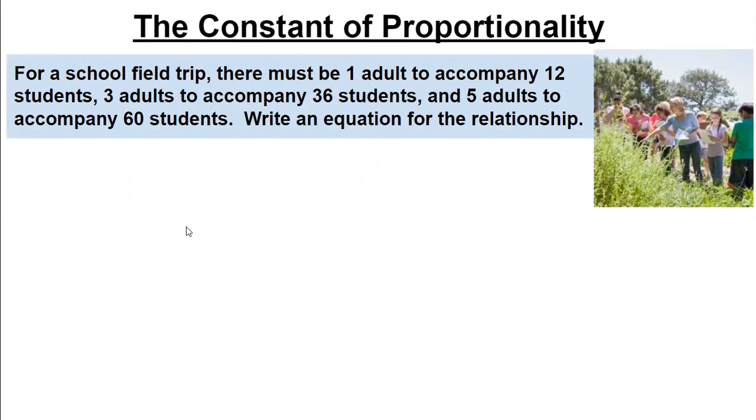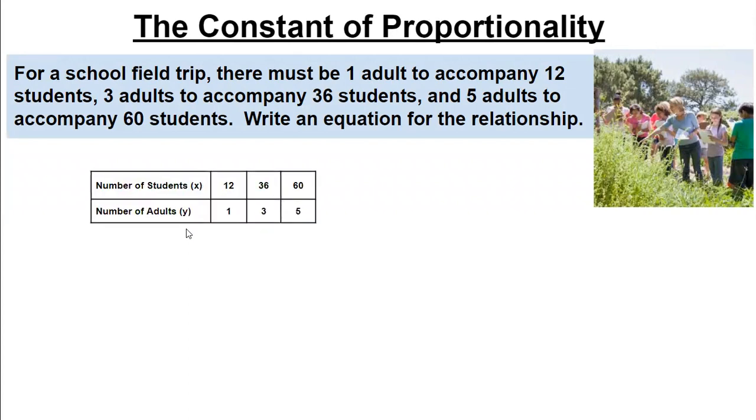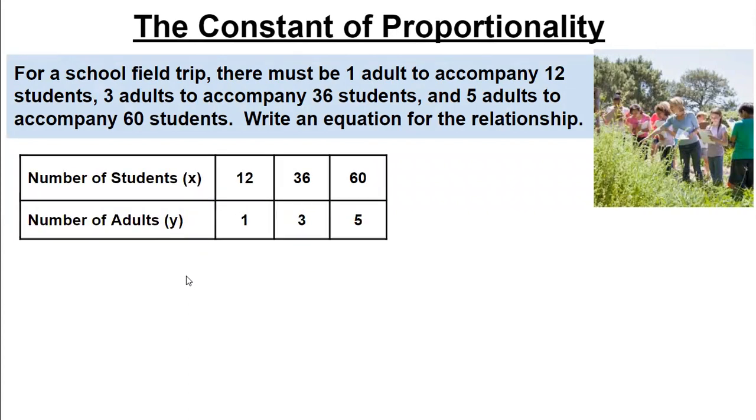Well, we've got our numbers in our word problem. Let's make a table. So the number of students, if we have 12 students, we need 1 adult. Notice how the students are the independent variable. They don't depend on anyone else, but the number of adults depends on how many students there are. And then I plugged in 36 and 3 and 60 and 5.